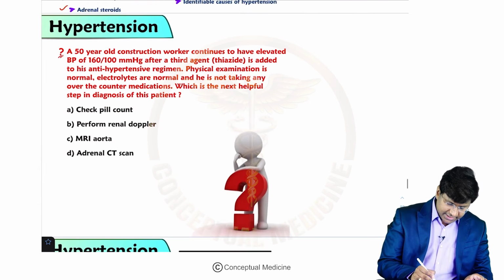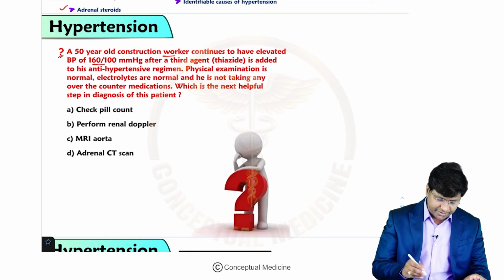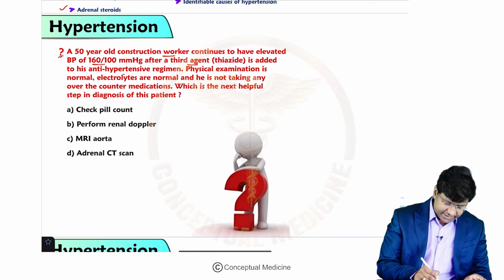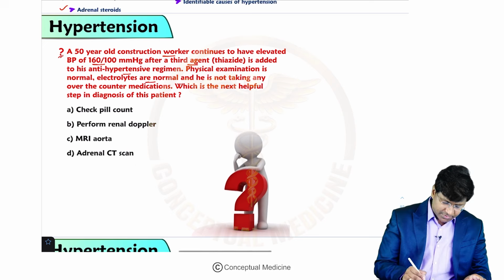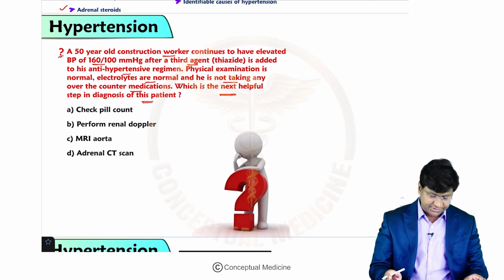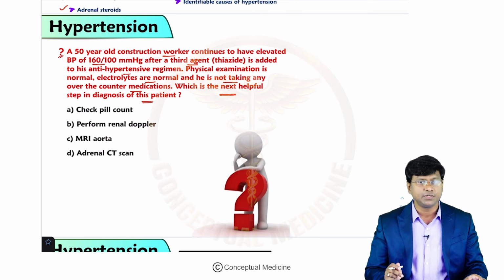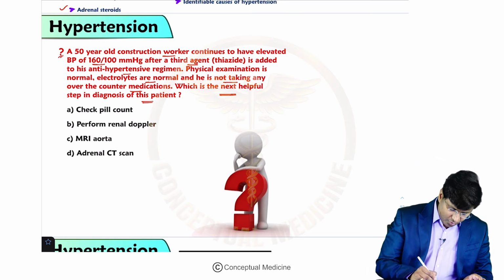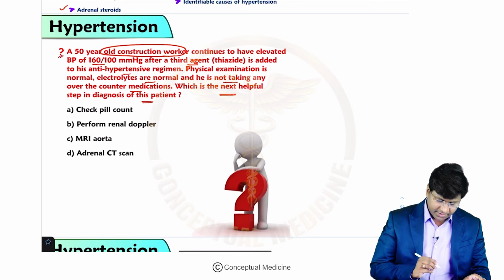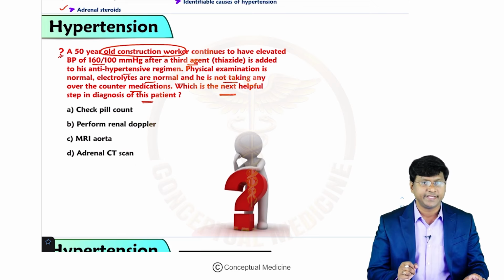A 50-year-old construction worker continues to have elevated blood pressure of 160 by 100 millimeters of mercury after a third agent is added to his antihypertensive regimen. Physical examination is normal, electrolytes are normal, and he is not taking any over-the-counter medication. What is the next helpful step in the diagnosis of this patient? You need to check the pill count, perform the renal Doppler, MRI of the aorta, or the adrenal CT. So he is a 50-year-old construction worker, and he is on 3 antihypertensives.